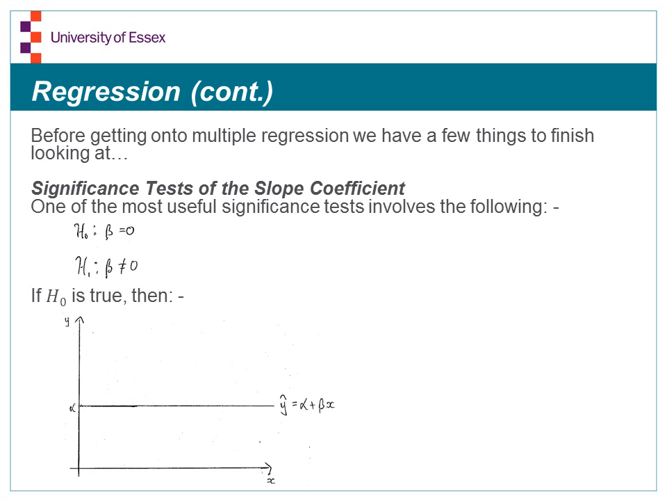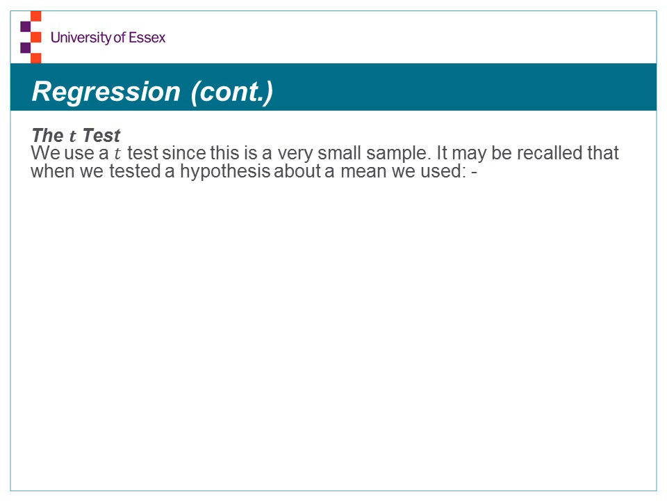So let's have a look at how we do this. We're going to do it by using something called a t-test. In this case, since we've got a small sample for the data set that we're working with, because we're carrying on from the example we were using last week with age and education, the two going into a model against each other.